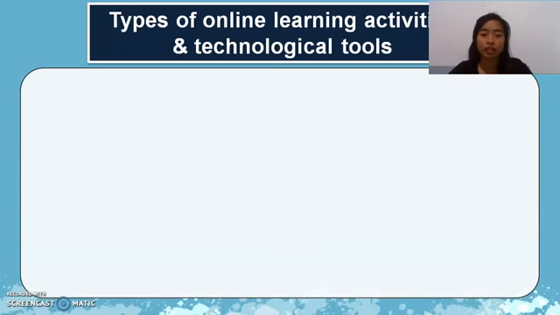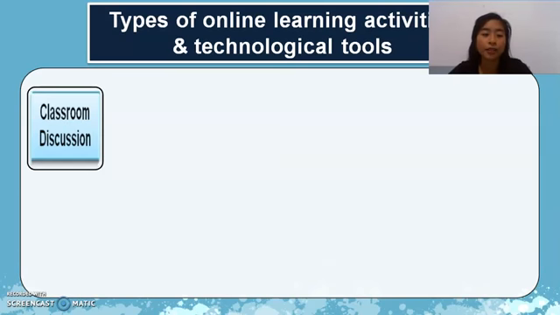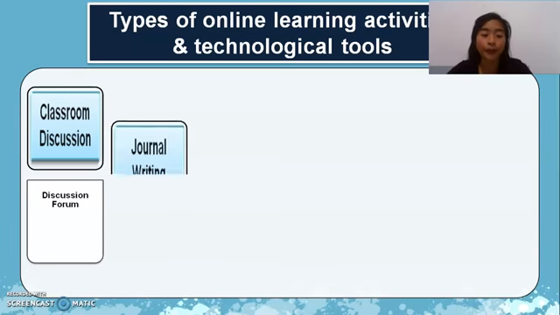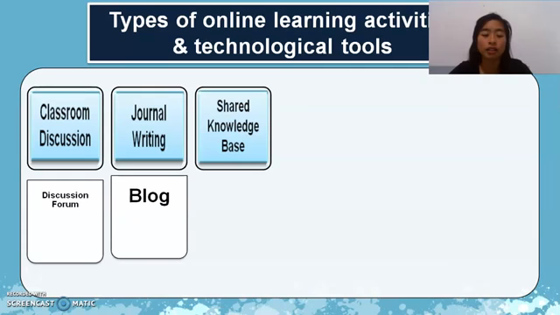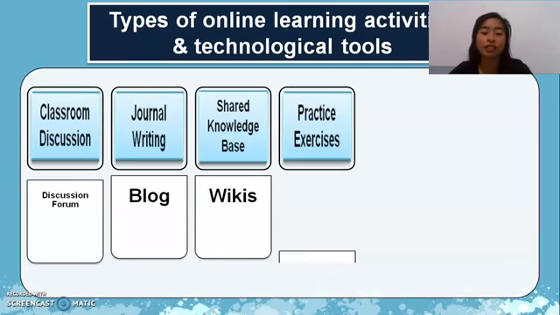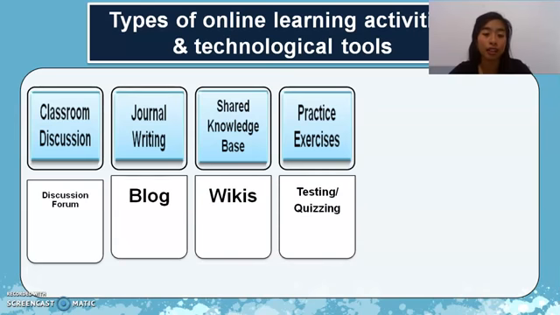Move to the next question. Types of online learning activities and technological tools. The first one is classroom discussion, and the tool that can be used is a discussion forum. Then journal writing. The tools can be blogs, a shared knowledge base, and wikis. Then practice exercises, can be testing or quizzing, or use applications for quizzes such as Kahoot.